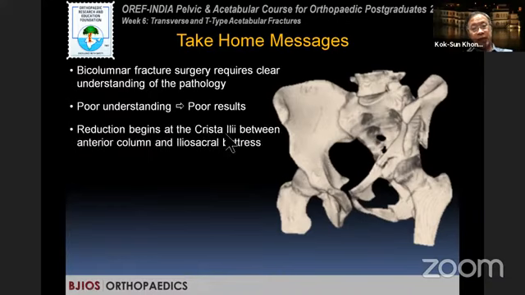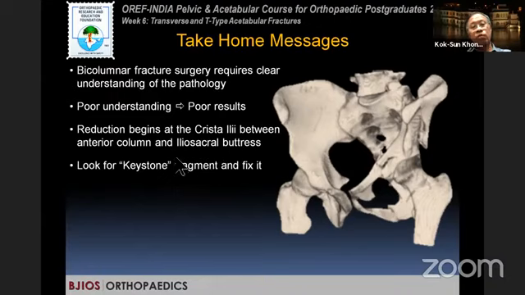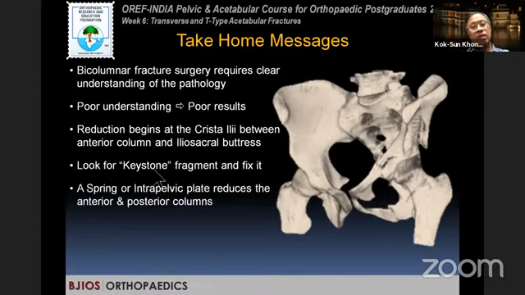So beginning at the crista iliaca between the anterior column and the iliosacral buttress. So that converts it into a transverse type fracture or a T-type. Look for that key fragment, which sometimes you can see on the Stoppa approach, but you certainly can see it in the ilioinguinal approach. Then you must fix it in place to fit the jigsaw puzzle. This is a key, that's why I call it a keystone fragment.